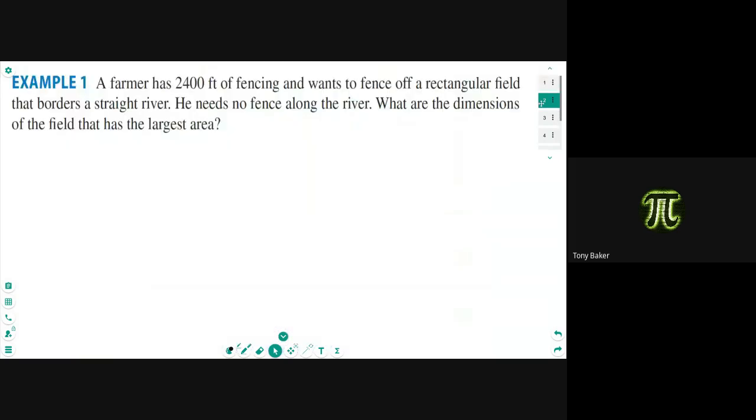All right, let's look at some. The wonderful fence problem. Start with the easy one. A farmer has 2,400 feet of fencing. He wants to fence off a rectangular field that borders a straight river. He doesn't need fencing along the river. What are the dimensions of the field that will have the largest area?